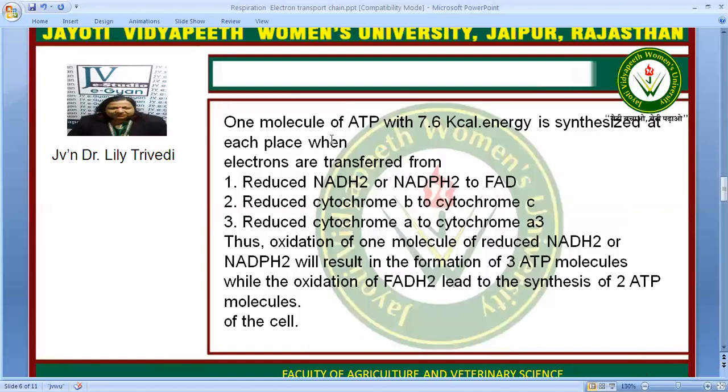Now, one molecule of ATP with 7.6 kilocalorie energy is synthesized at each place when the electrons are transferred from NADH2 to FAD, or reduced cytochrome B to cytochrome C, and reduced cytochrome A to cytochrome A3. Thus, oxidation of one molecule of NADH2 or NADPH2 will result in 3 molecules of ATP, while the oxidation of FADH2 will lead to synthesis of 2 molecules of ATP.